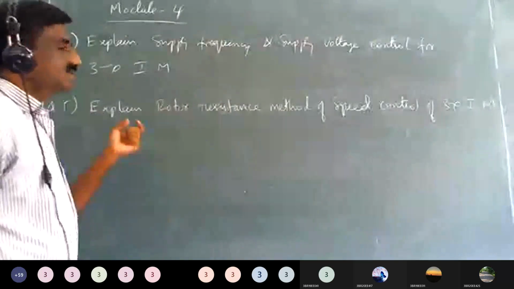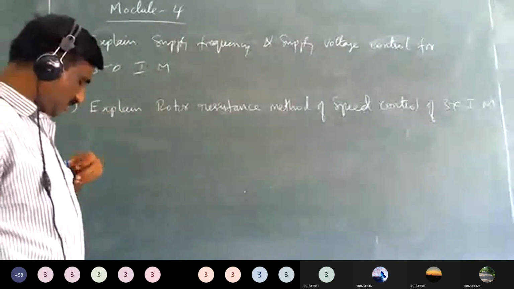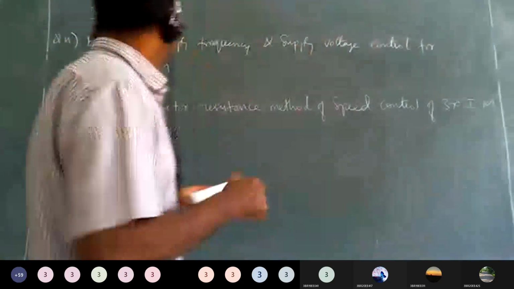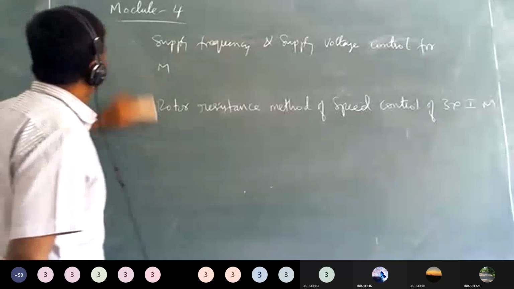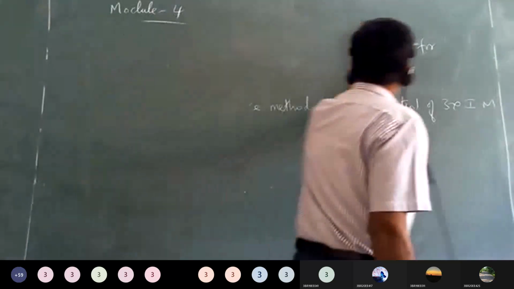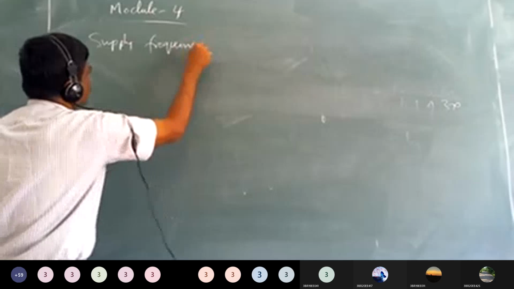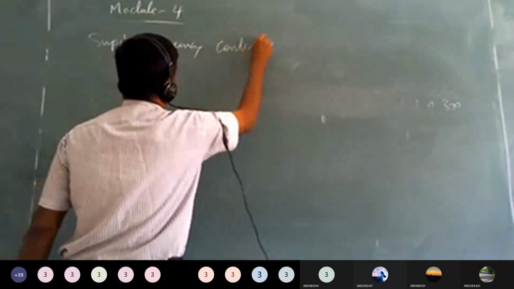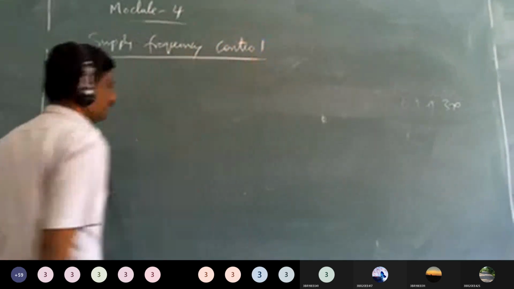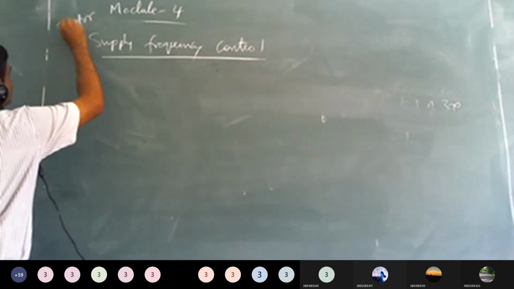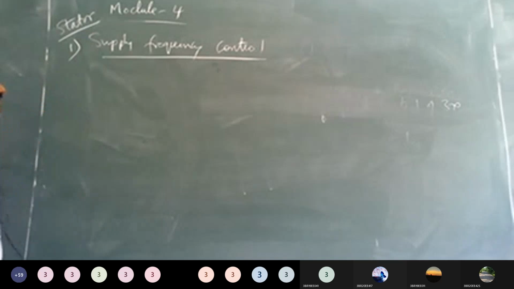Supply frequency control. How to control the speed? Supply frequency control. This is the first method from stator side. It is speed control from stator side.